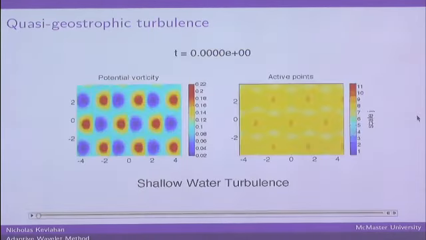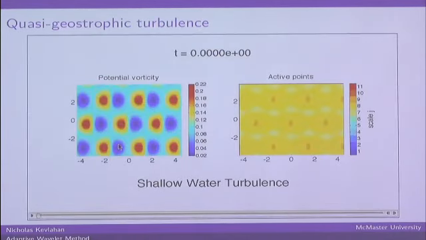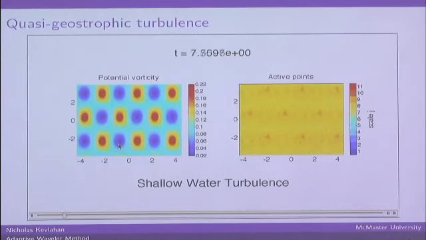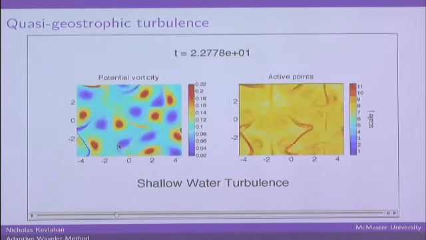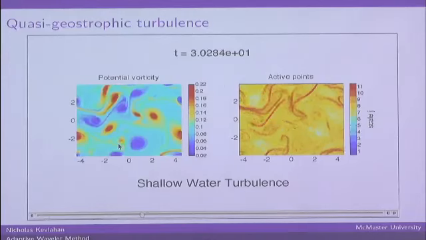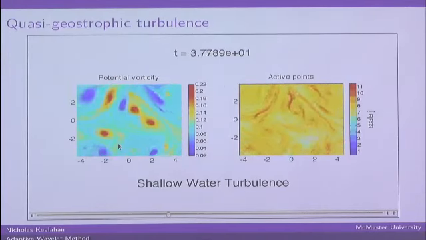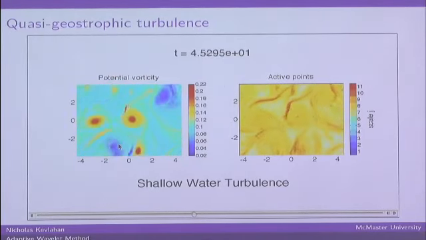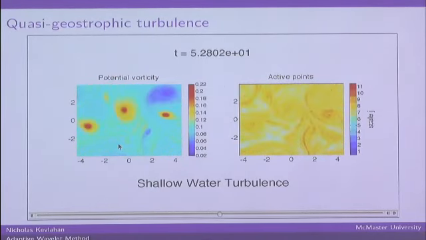Perhaps a more interesting case is turbulence. So here's an unstable initial condition that will eventually form a turbulent flow, and here you can see the grid tracking the strong gradients and then becoming coarser again as dissipation smears out the potential vorticity.